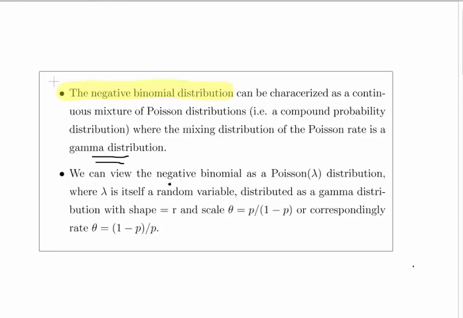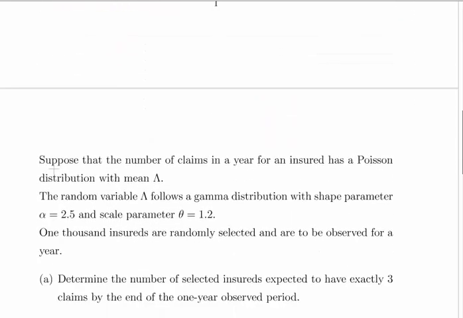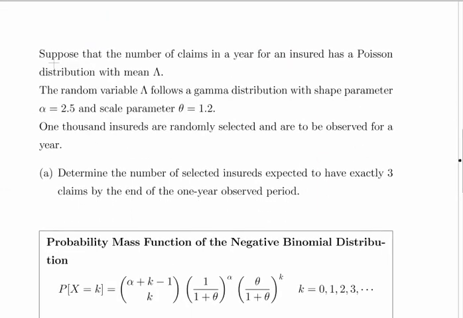We can view the negative binomial distribution as a Poisson distribution with parameter lambda, where lambda is itself a random variable distributed as a gamma distribution with shape parameter r and scale parameter theta equals p divided by 1 minus p, or correspondingly theta equals (1 minus p) divided by p. We'll come back to that shortly. I'll go over it again down here to see how it fits.